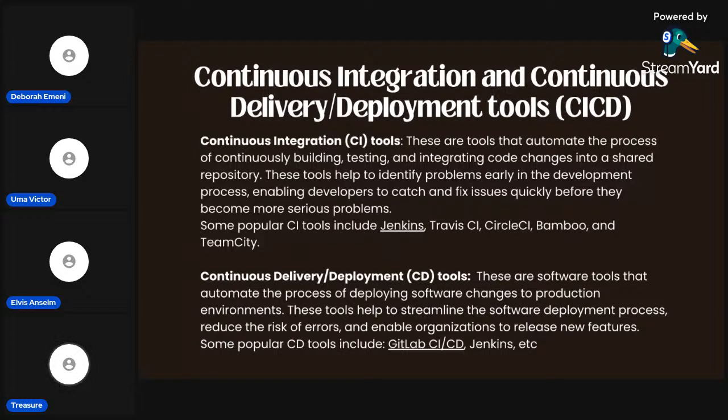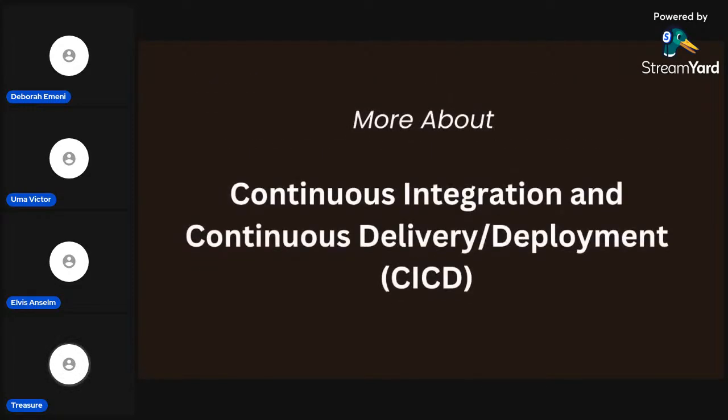Then the continuous delivery tools are still almost similar to the continuous integration tools. They are tools that can help us deploy the application or deliver the application to its final destination, either to the customers or to the server where it's supposed to stay, production. An example of this tool is GitLab CI/CD and Jenkins too. Then we are done with everything about the DevOps tools. Now we're talking about continuous integration and continuous delivery, what it entails and everything about it.